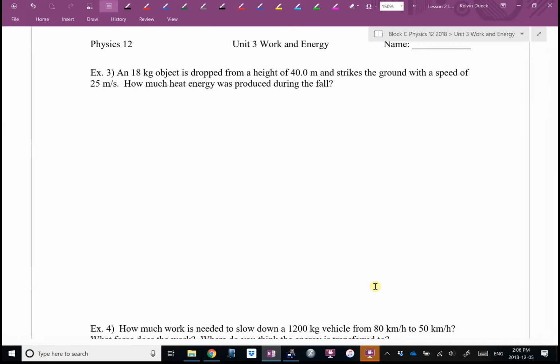An 18-kilogram object is dropped from a height of 40 meters, and it strikes the ground with a speed of 25 meters per second. How much heat energy was produced during the fall? Is there a change in height in this question? Is there a change in speed in this question? Is there a yucky, curvy path? No. But is the question talking about heat and energy? Well, then this is a job for conservation of energy.